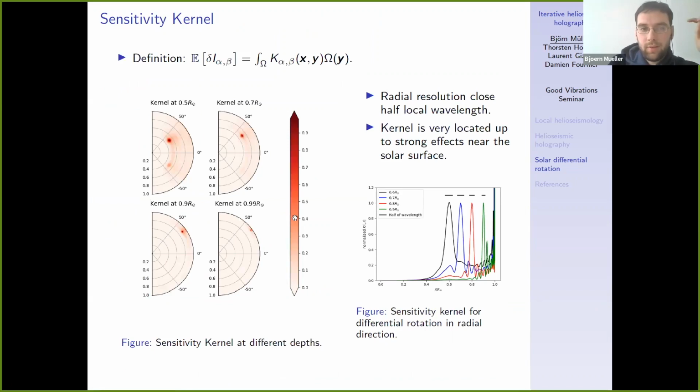So here I've computed the sensitivity kernels defined by this equation. And the radial resolution is very close to half of local wavelength, which is a lower resolution limit. So we are really happy with this, and I think in this kind, holography outperforms time-distance helioseismology. Then we have this ghost on the other hemisphere, and furthermore, there are always strong terms on the solar surface. This comes from the strong gradients you have in the sound speed and density drop there.